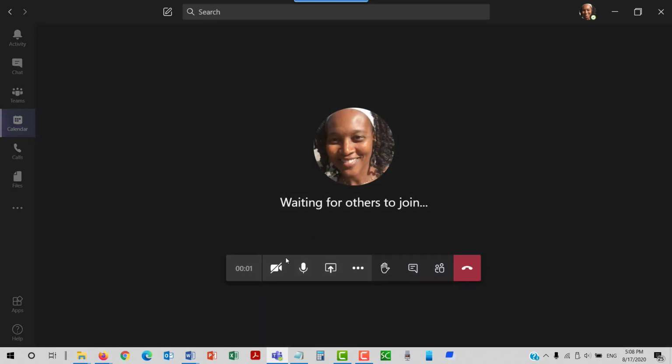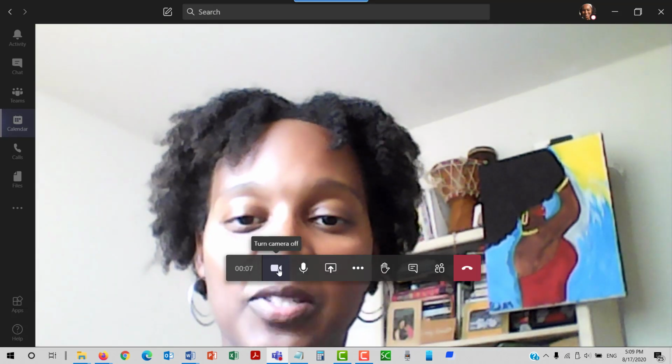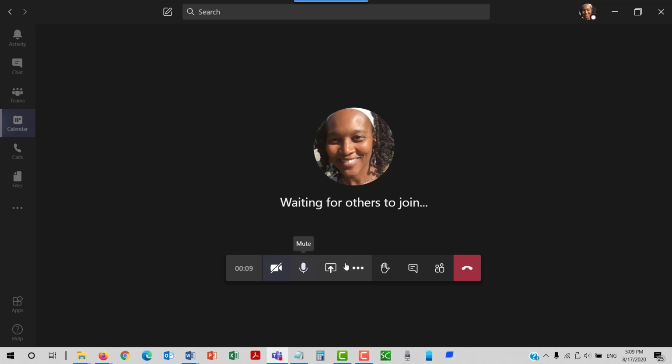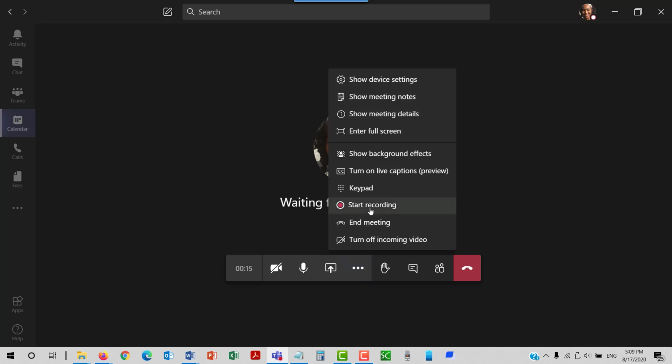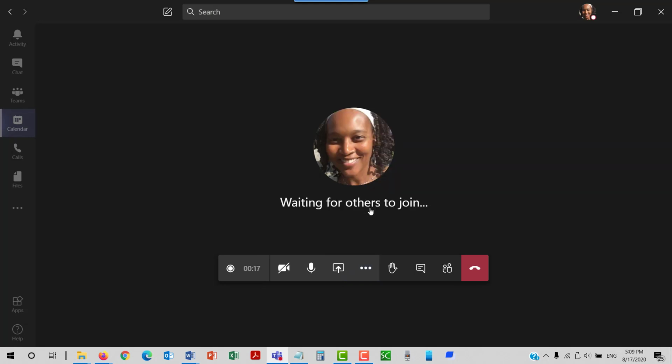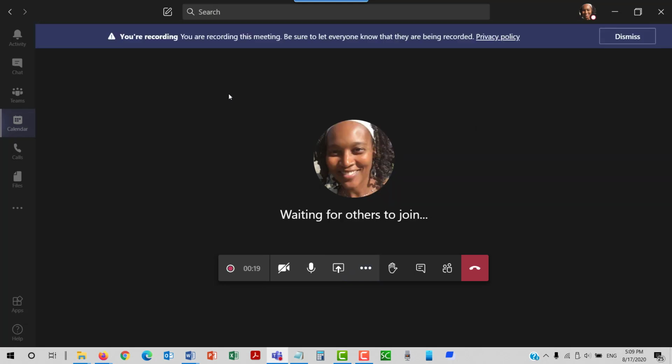Once everyone is in the meeting, make sure that everyone's webcam is working by turning on the webcam. My webcam is working, so I can see that. And then make sure your webcam stays on, and you click these 3 buttons. You're going to start the recording. That way you're recording everyone's face. You get a notice that says you're recording. You are recording this meeting. Be sure to let everyone know they are being recorded.